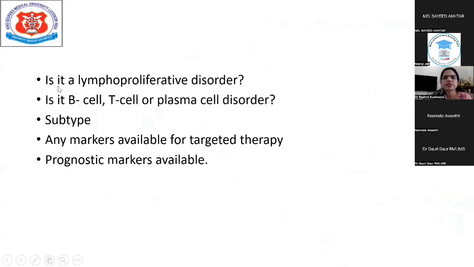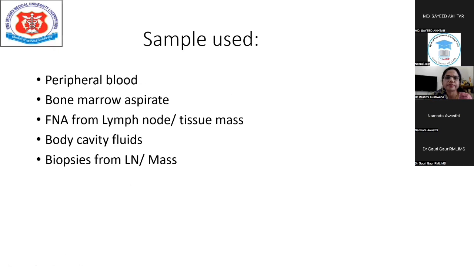So initially, when a patient comes, we have to be sure whether it's a lymphoproliferative disorder or not. Then we have to subtype whether it is B cell, T cell, or plasma cell disorder. Then flow cytometry also helps us in detecting whether there are any markers available for the targeted therapy, like CD20, whether it's expressed by the cells or not, because CD20 directed medicines are available like rituximab, and we have to check whether there are any prognostic markers available or not.